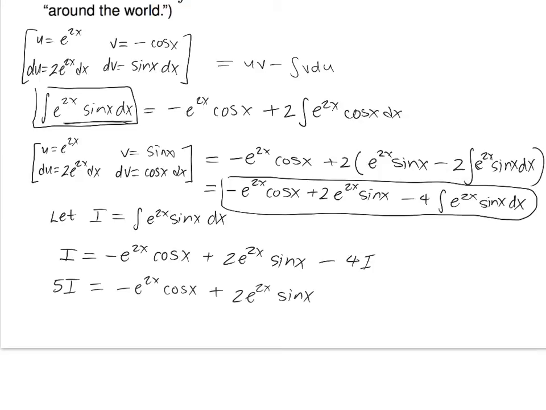And then how would you solve for the integral? Divide by 5. So the integral would be negative a fifth e to the 2x cosine x plus 2/5 e to the 2x sine x. And then you're supposed to have plus c at some stage, so there's your plus c.